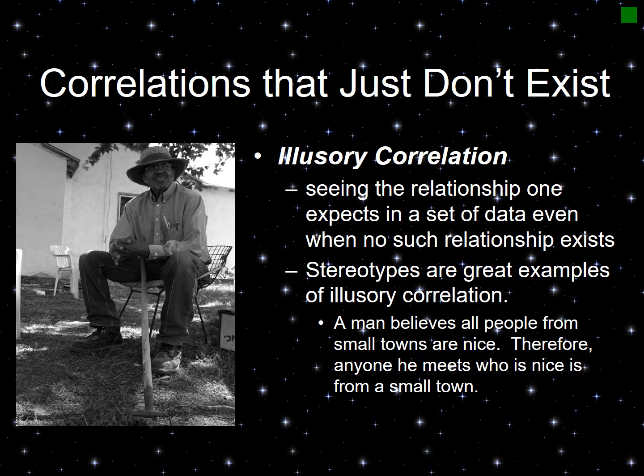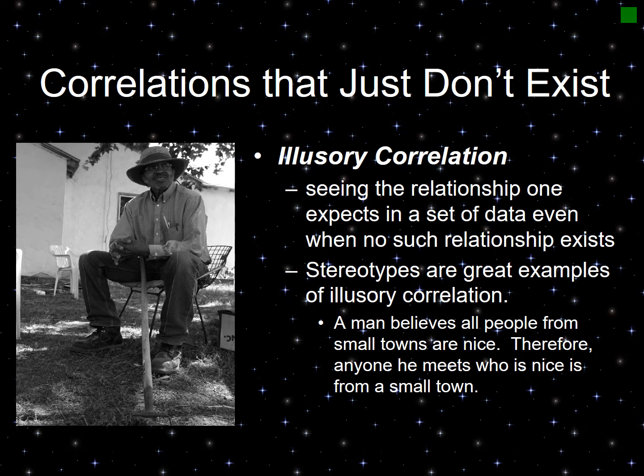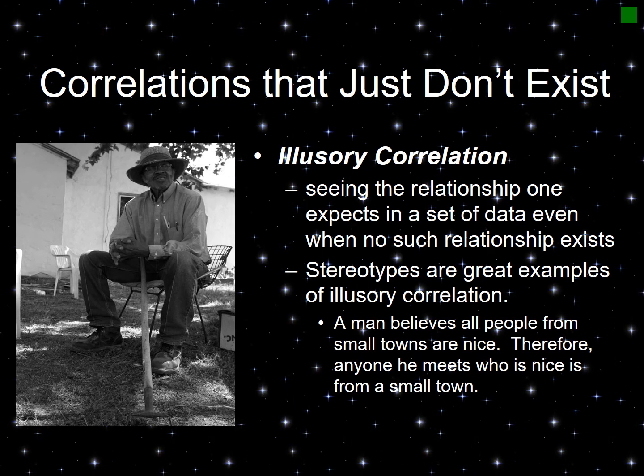So some correlations just don't exist. And there's a vocab term called illusory correlation. This is seeing the relationship one expects in a set of data even when no such relationship exists. So stereotypes are a great example of illusory correlation.